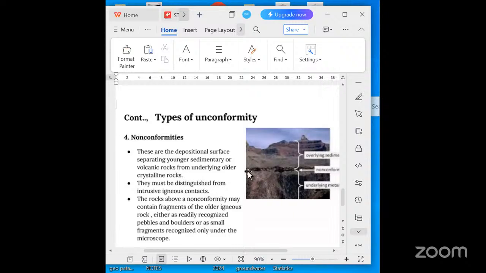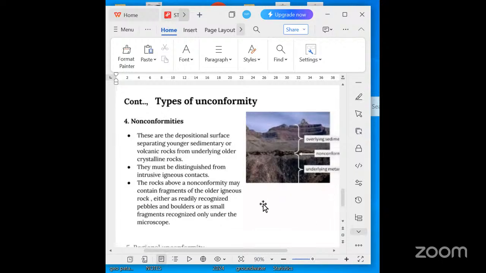Another, but less common, type of unconformity is also recognized. A surface of erosion may sometimes be covered by a thick residual soil that grades into the underlying bedrock. The younger sediments deposited above this erosion surface may not be visible. Such a contact is called a blended unconformity, right? These are the depositional surfaces separating younger sedimentary or volcanic rocks from underlying older crystalline rocks, right?